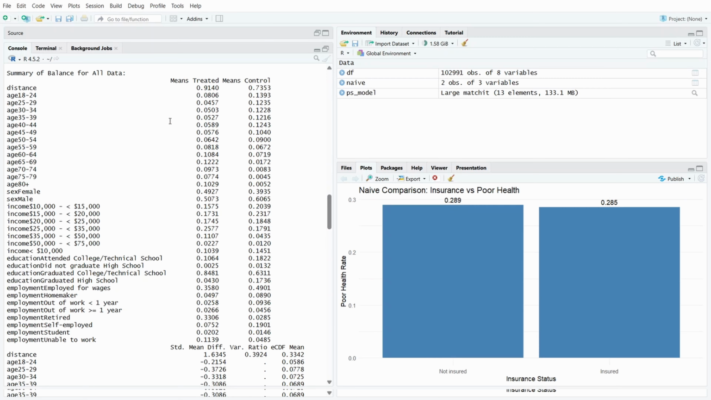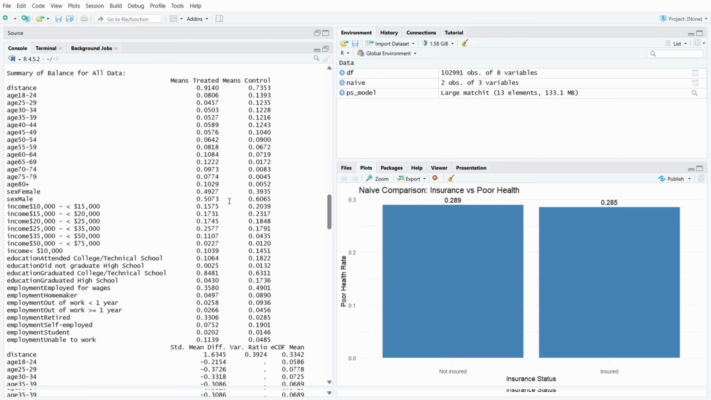Next, we examine the age categories. Before matching, uninsured respondents were much younger on average. For example, respondents aged 18 to 24, 25 to 29, and 30 to 34 appear more frequently among the uninsured group. Meanwhile, older age categories such as 65 to 69, 70 to 74, 75 to 79, and 80 plus appear much more frequently among insured respondents.